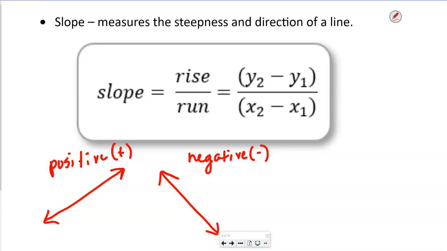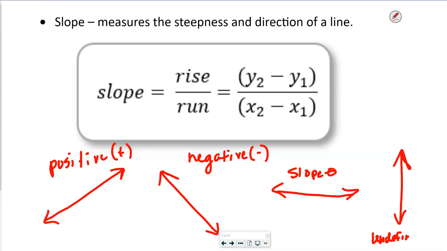Now, if the line is a horizontal line, then it's going to have a slope of 0. And if it's a vertical line, it's going to have a slope of undefined. And we're going to talk about this in the lesson. But I just wanted you guys to remember that these are things that you should already know, okay? Maybe you don't remember, but you should know, okay?